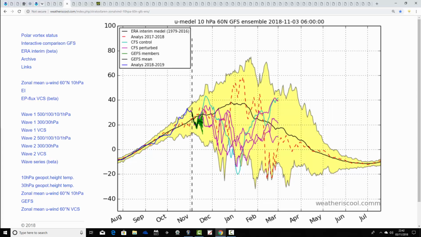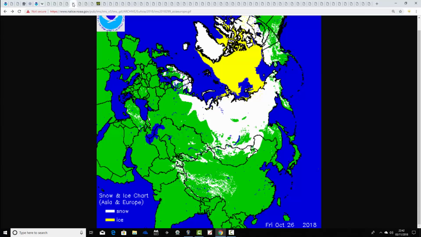It really does look as though most of these CFS members want to weaken the zonal winds quite dramatically through December in particular, but starting actually in November. And these ones that are bottoming out very low down just here, those are probably CFS members that are picking up on a sudden stratospheric warming either in December or in early January. It'll be very interesting to keep an eye on that, but definitely the CFS wants to weaken those zonal winds considerably through the rest of November and into December as well.